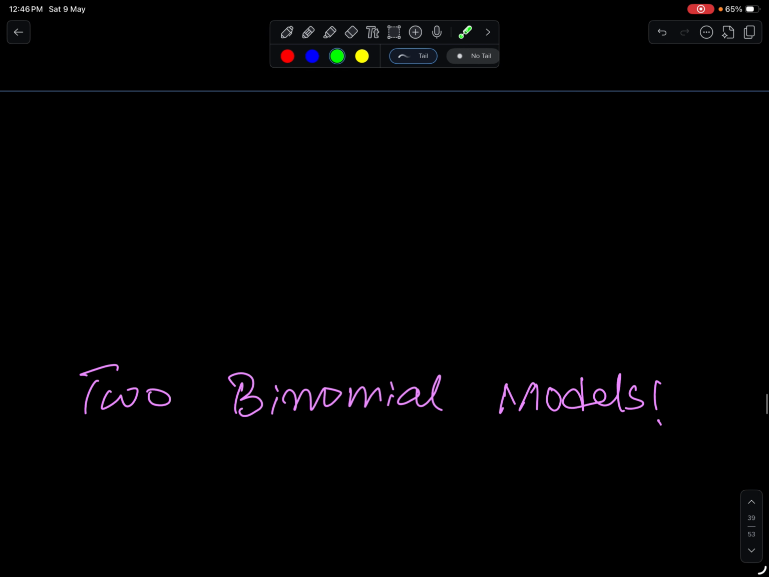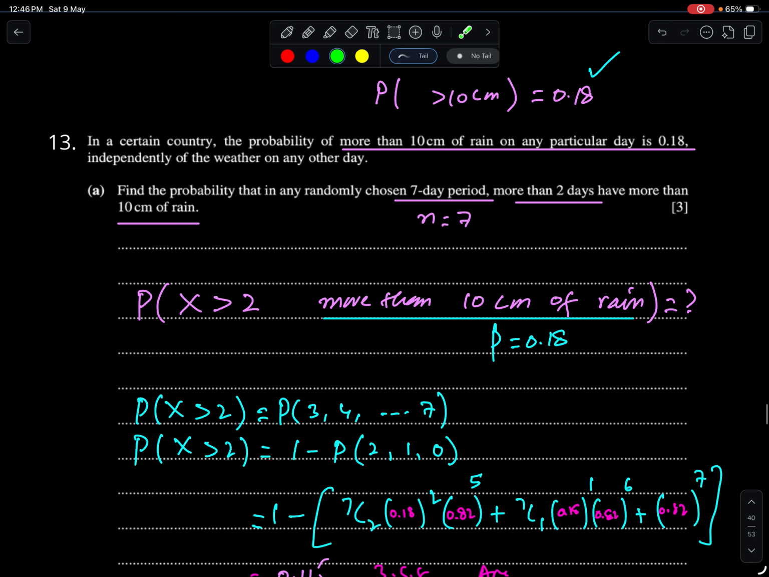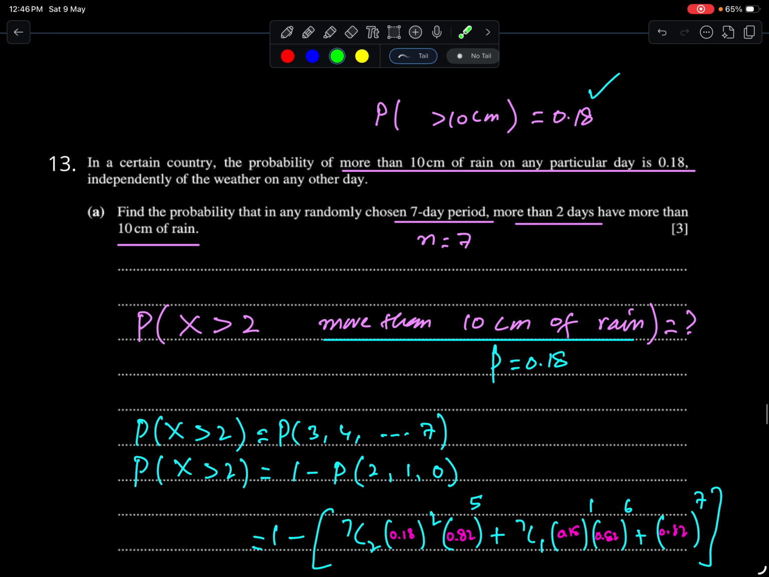Now this is two binomial models, a very important concept. In a certain country, the probability of more than 10 centimeter of rain on any particular day is 0.18, independently of the weather on any other day. Find the probability that in any randomly chosen 7-day period, more than 2 days have more than 10 centimeter of rain. So this is the question. More than 2 days have more than 10 centimeter of rain.